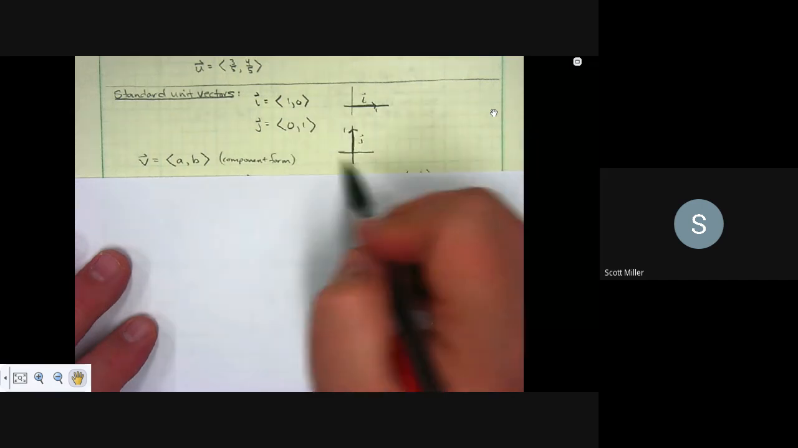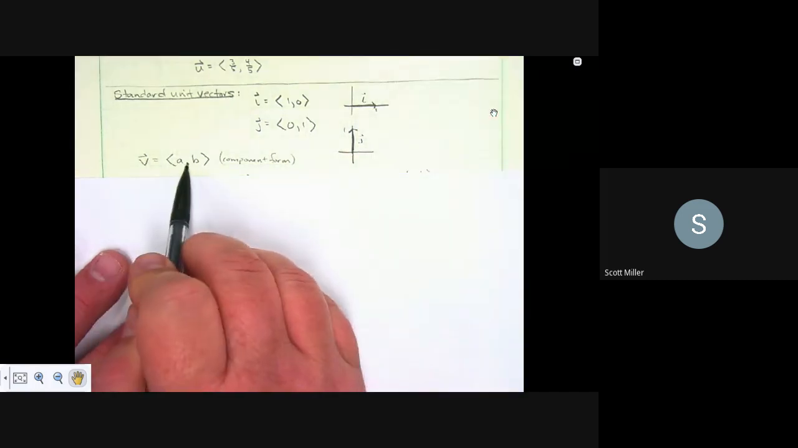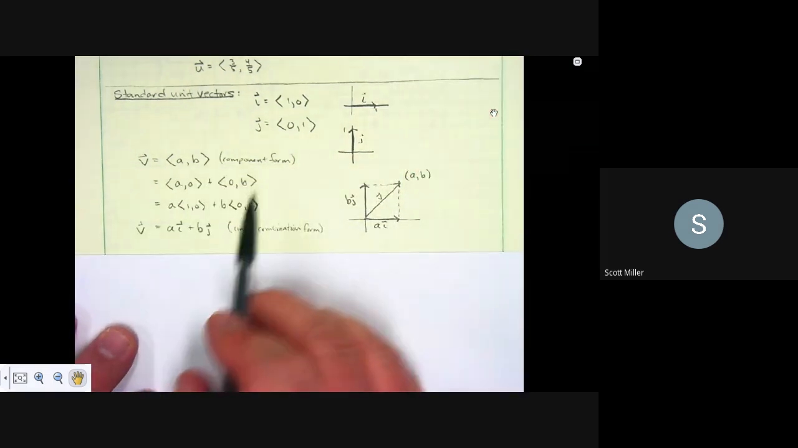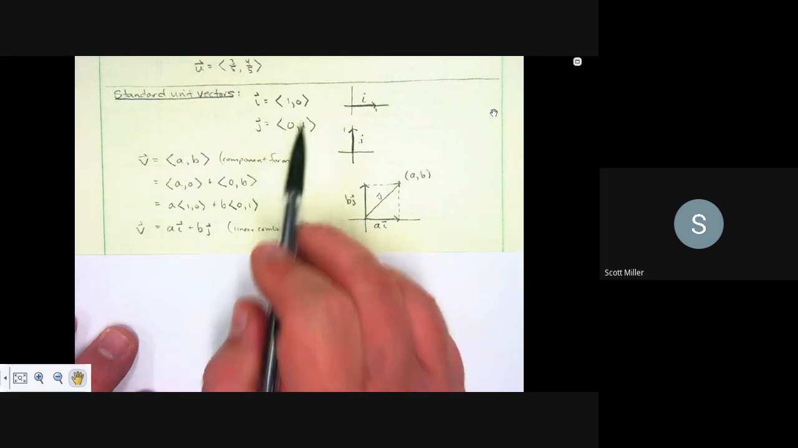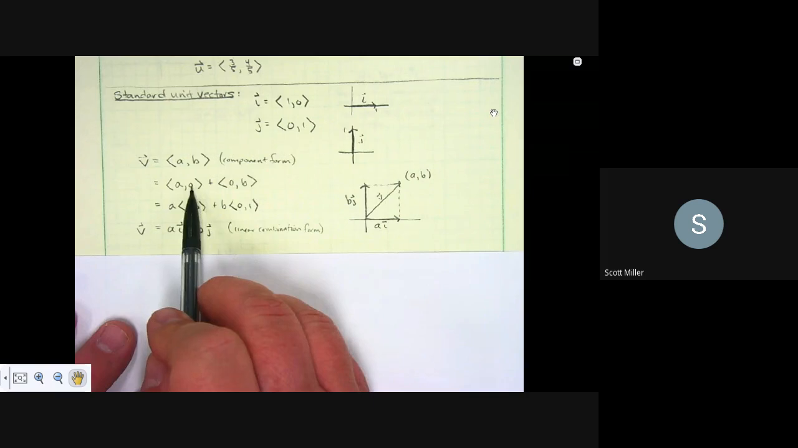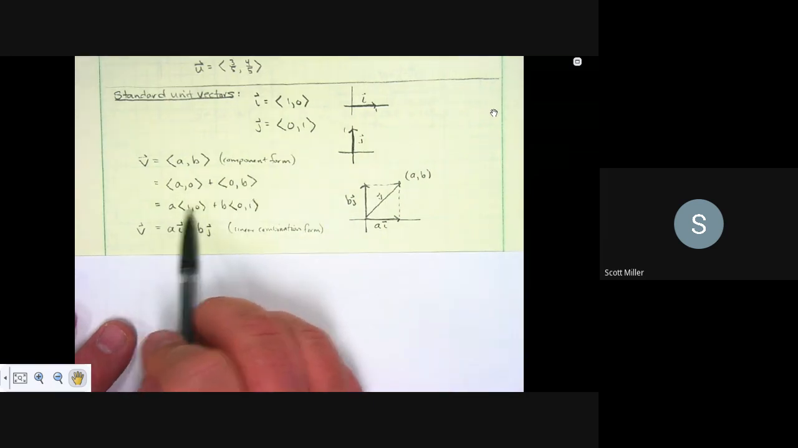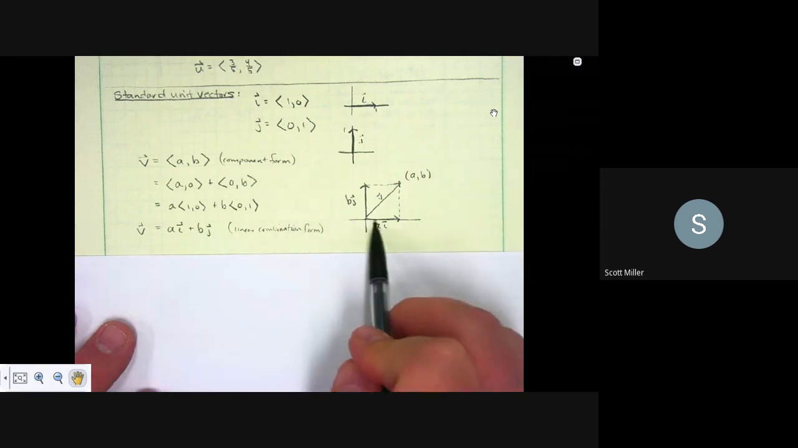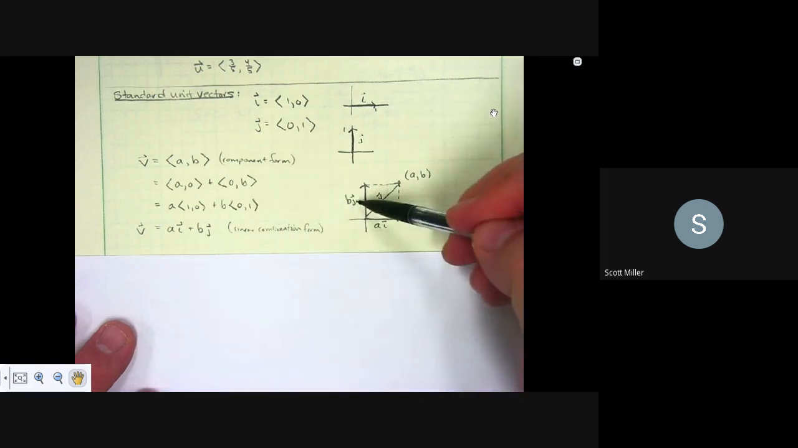All vectors can be put in this using this concept here, because all vectors then would be some kind of linear combination of these things. So vector v, which is A, B in component form, can be moved into the ij unit vector form, which they call linear combination form. So A is that, B is that, bring out the A, so it's A times the unit vector I, and B times the unit vector J. That means A vector I is a vector in this direction of length A. B vector J is a vector in the length of B in this direction.